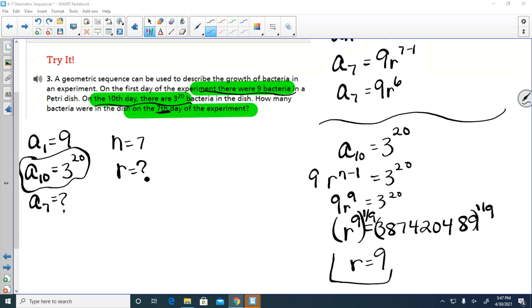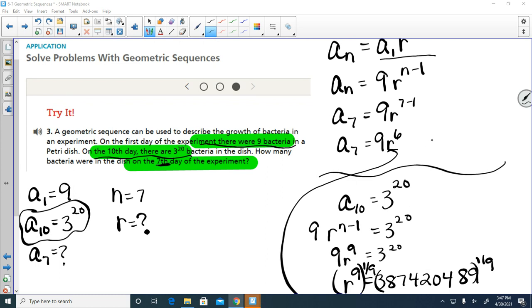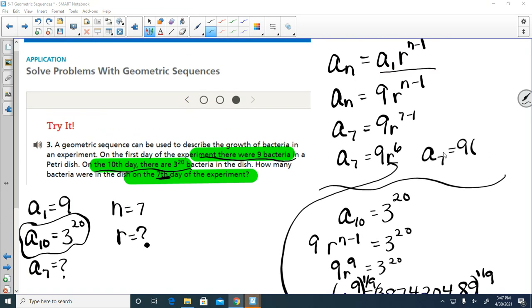So now that I know that R is 9, I can take that information, substitute it back up here, and find out what A sub 7 is. A7 is 9 times, lots of 9s in this problem, times 9 to the 6th. So A sub 7 would be 9 times 9 to the 6th power, which is 4,782,969.